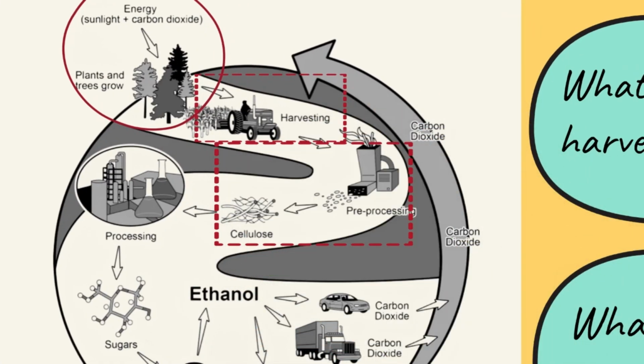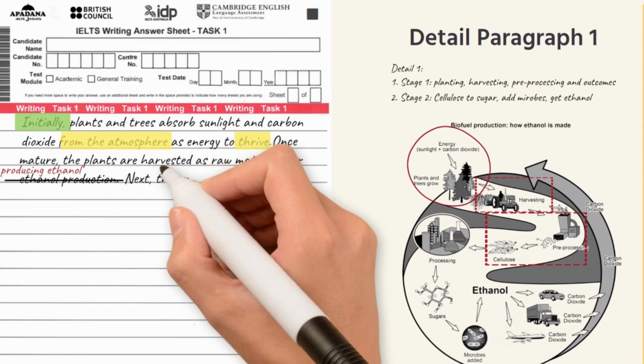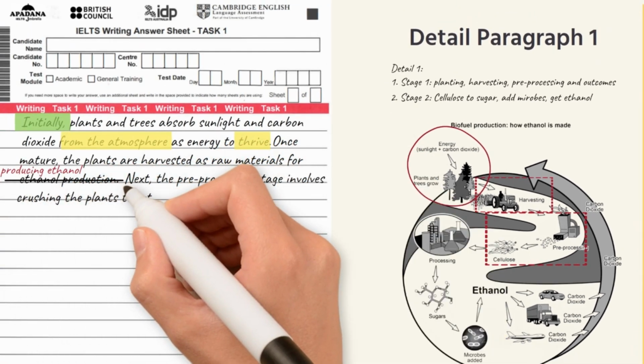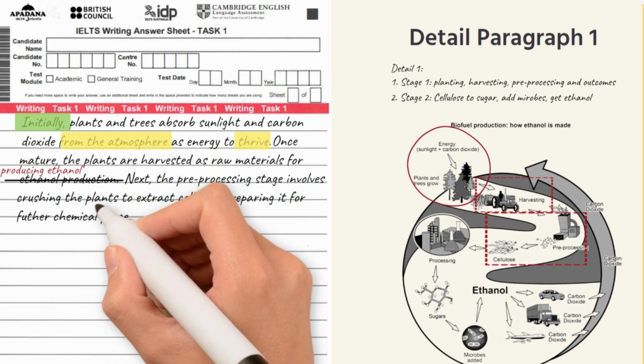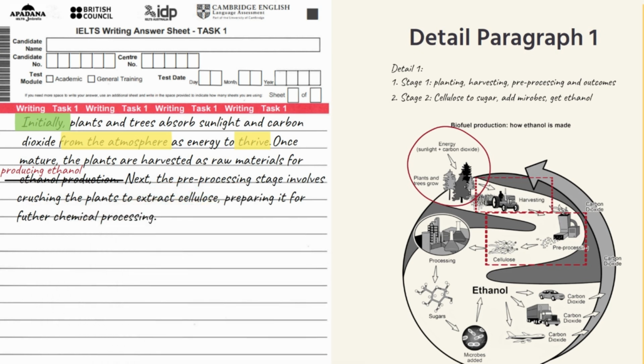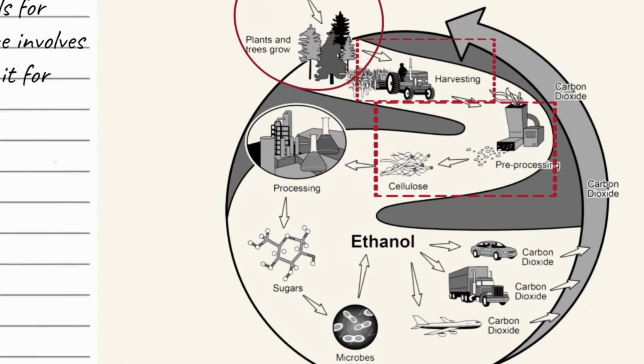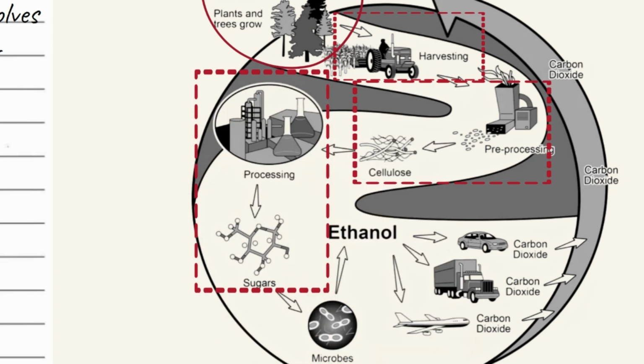Sentence 3. Describe the pre-processing step. Next, the pre-processing stage involves crushing the plants to extract cellulose, preparing it for further chemical processing. Combine 2 simple sentences, you will get a complex sentence. Let's move on to stage 2. Describe the processing step. Sentence 4.